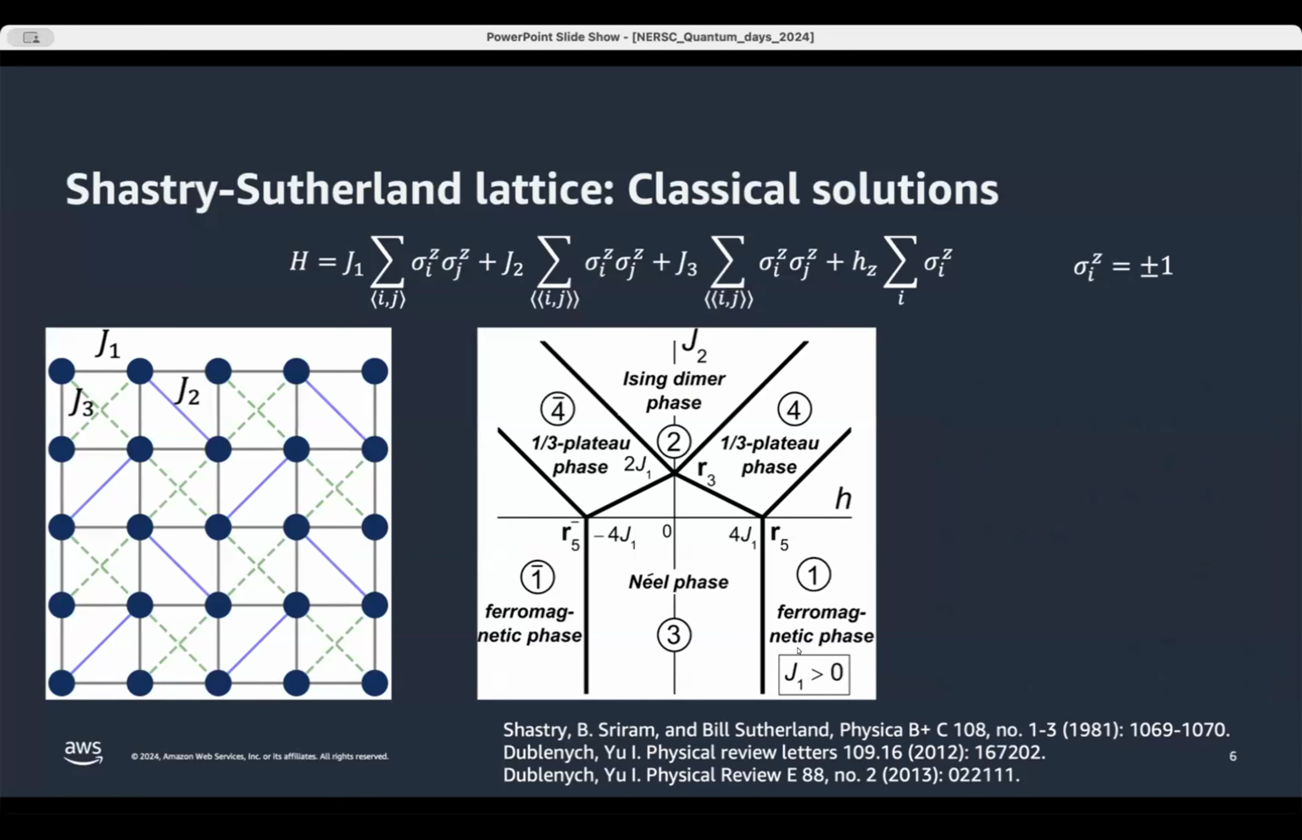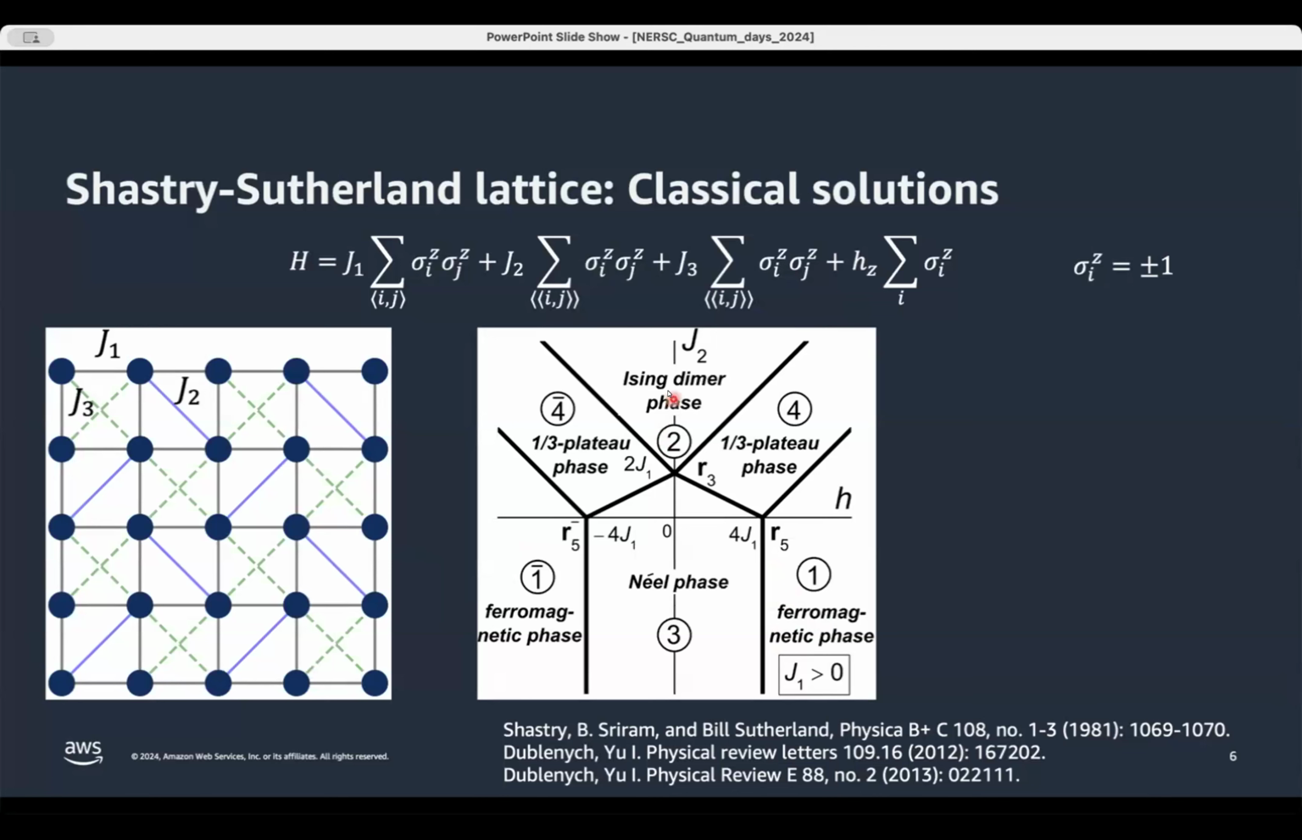The first phase is quite easy to understand. I forgot to mention, H is a longitudinal magnetic field, and if it is really large, then you can expect that all the spins point either up or down. So that is the ferromagnetic phase here.